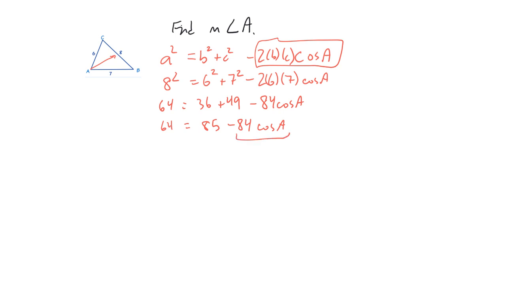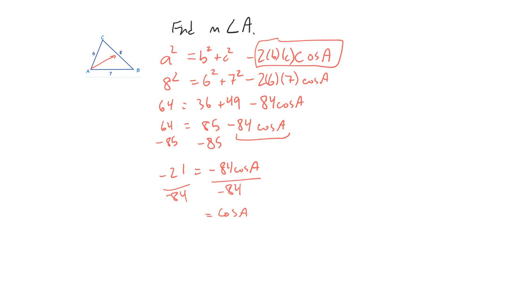So to solve this, you're actually going to subtract 85 from both sides, which would give you negative 21 equals negative 84 cosine A is still attached over here. So if you want to move that 84, you're going to have to divide both sides by that negative 84. And that's how we're going to get cosine A by itself.